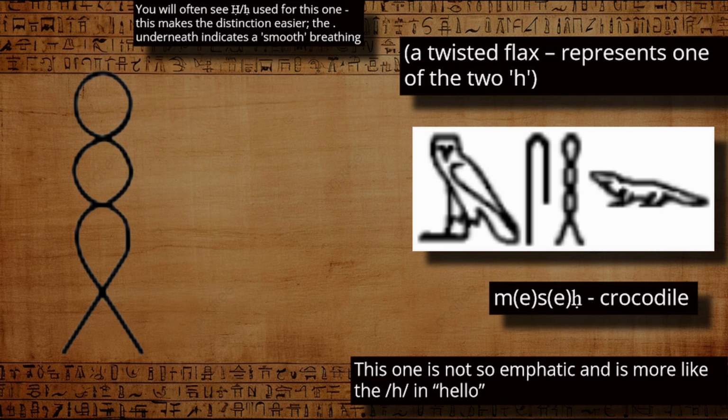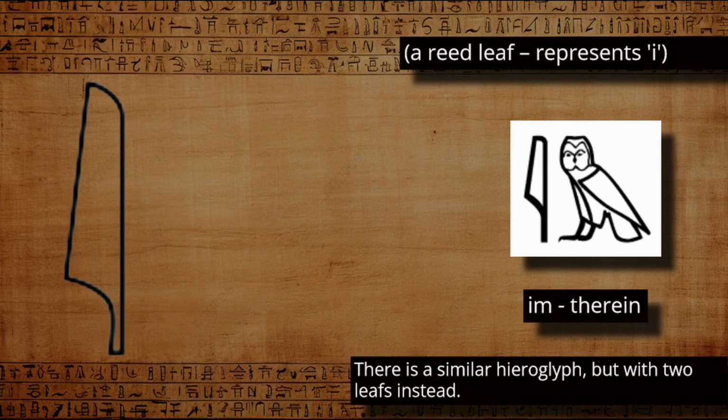Now we see a beautiful owl, our twisted flax, and a crocodile ideogram. The word mesech means crocodile. Next up is the I sound. Actually, it's hovering between I and J, represented by a reed leaf, the kind that grows by riverbanks. Adjacent to it sits again our beautiful owl, forming the word im, meaning therein.